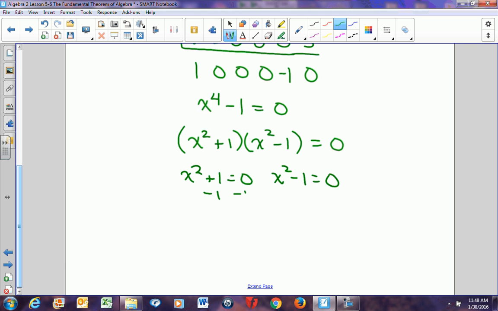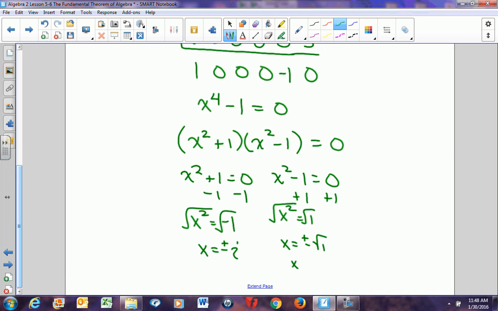So subtract 1, x squared equals negative 1. Take the square root of both sides. x equals plus or minus i, because the square root of negative 1 is i. Here I'll add my 1, so I get x squared equals 1. Take the square root of both sides. I get x equals plus or minus the square root of 1, which is 1. Which we already had.